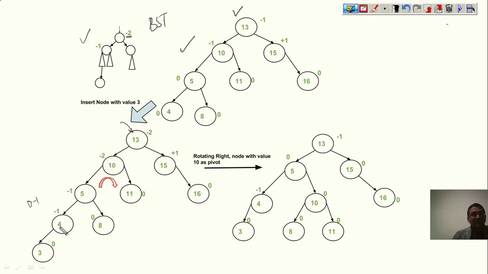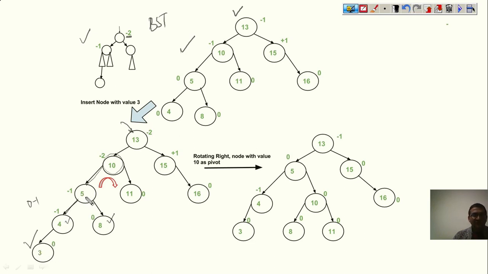So keep in mind how to do rotations. We have discussed that you first insert the node, and then you move upward to check which node is unbalanced. We move upward here and find this is unbalanced. Then we find y, which is the child of this, and x, which is the child of this, in the same path where you have inserted. This is also a child of this node, but we take this as x because we have to move along the path that leads to the node which you have inserted.